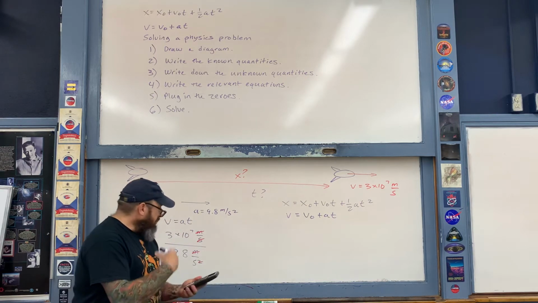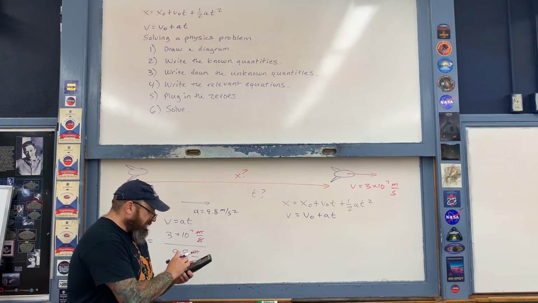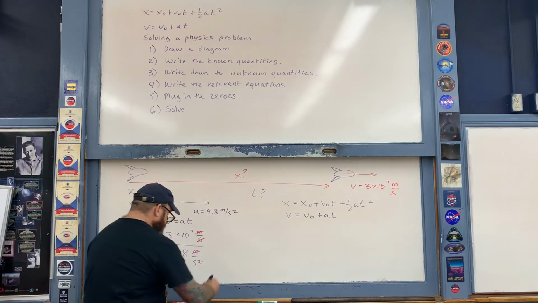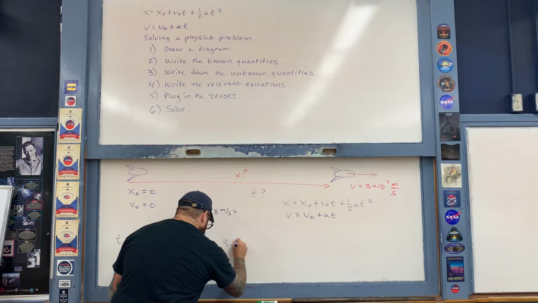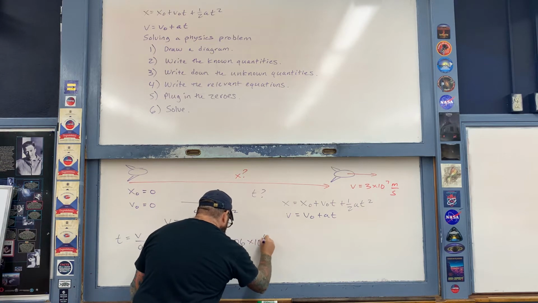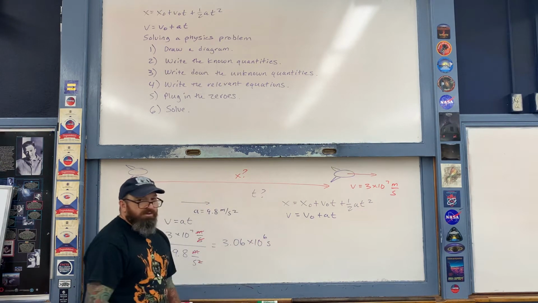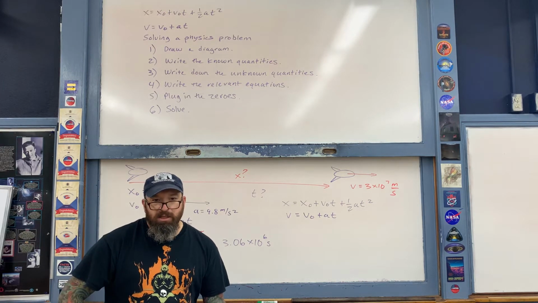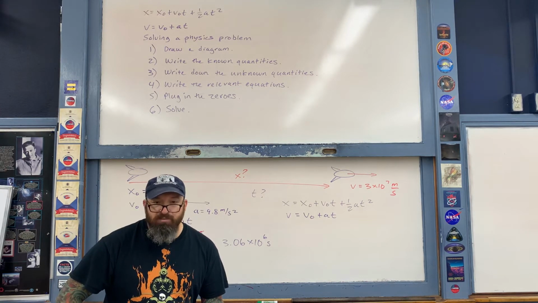So I'm going to use my calculator to do so. 3 times 10 to the 7th divided by 9.8. I'm going to round this off a little bit, and the number that I obtain is 3.06 times 10 to the 6th seconds. 3.06 times 10 to the 6th is 3.06 million seconds. Let's put that into perspective, however, by converting this time into days.